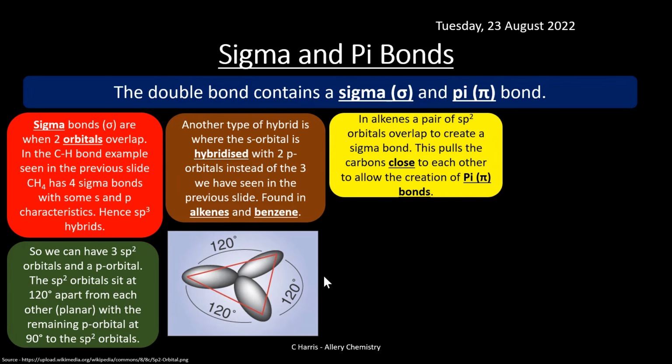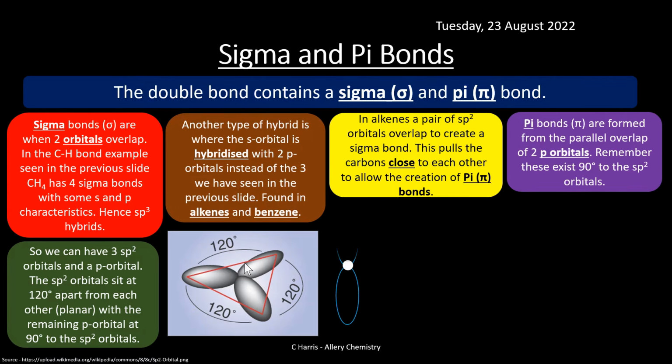So in alkenes, a pair of sp2 orbitals, so these two, there's one there as an example. You might have another molecule somewhere over here. So imagine you've got two of these side by side. These two orbitals, so this one and a neighboring molecule, can merge together to form a sigma bond. And what that does, it helps to pull the molecules a little bit closer together. And then that allows a creation of a pi bond.